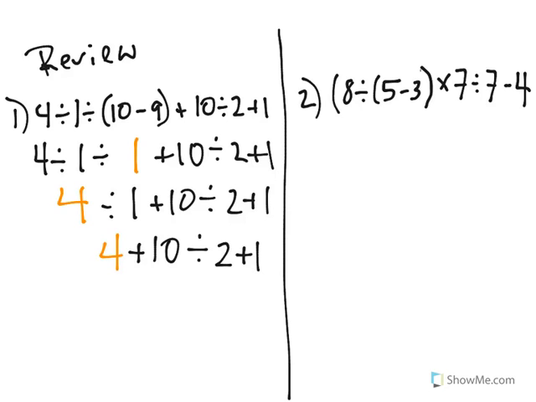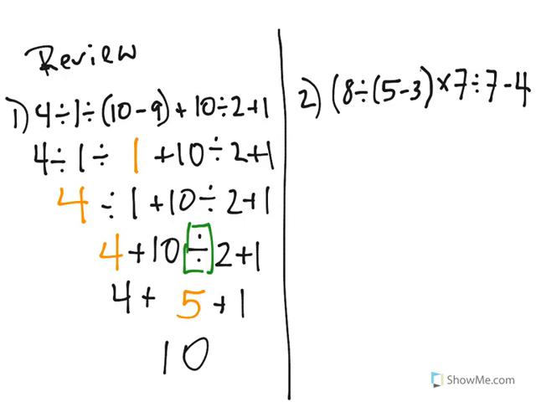Okay, now we have addition, but there's still a division right over here that we need to do next. So don't fall for the trap. Some people will want to do 4 plus 10 first, but no, you have to do 10 divided by 2 first. Okay, so 10 divided by 2 is 5. And we'll write the rest down. Okay, now we can do addition. 4 plus 5 is 9, plus 1 is 10.